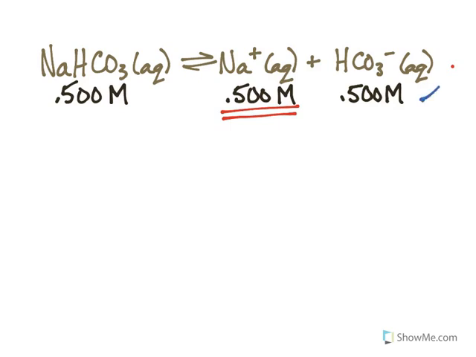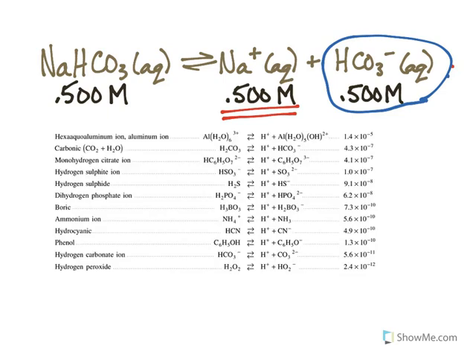However, the bicarbonate ions have the ability to act as either an acid or a base. It is an amphiprotic ion, meaning that it can take up a proton to turn into its conjugate acid, or it can give off its remaining proton to turn into its conjugate base. We can see here that the bicarbonate ion is listed as a base with its conjugate acid having a Ka value of 4.3 times 10 to the negative 7.